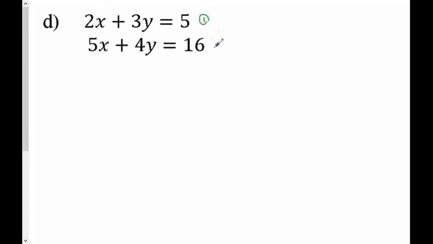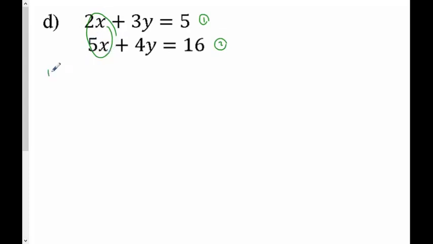So let's call this equation 1, and let's call this equation 2. If I want to make the x coefficients match, I'm going to multiply the top one by 5, and I'm going to multiply the second one by 2. Right? If I multiply the top one by 5, I'm going to end up with 10x. If I multiply the bottom one by 2, I also end up with 10x.